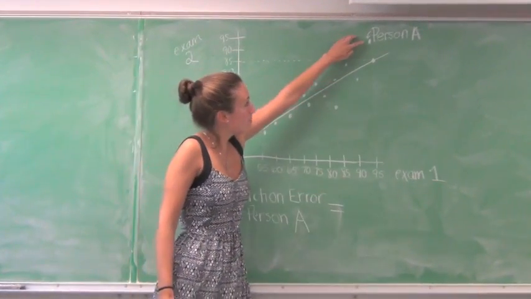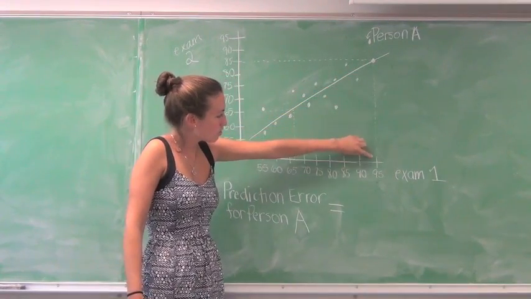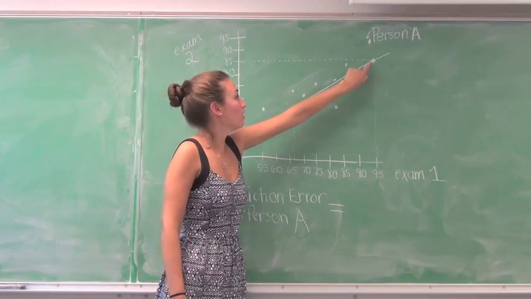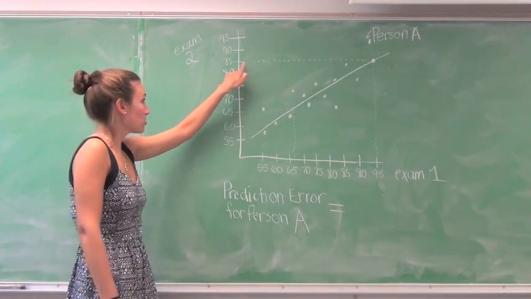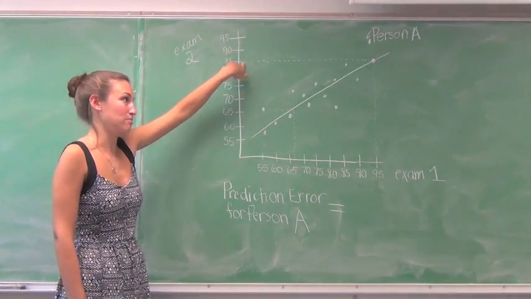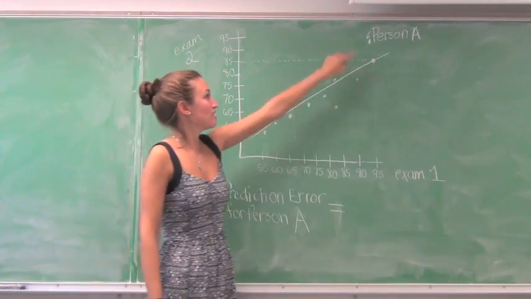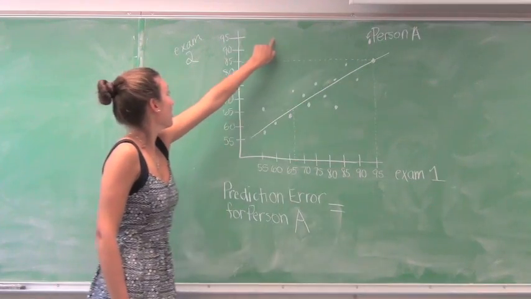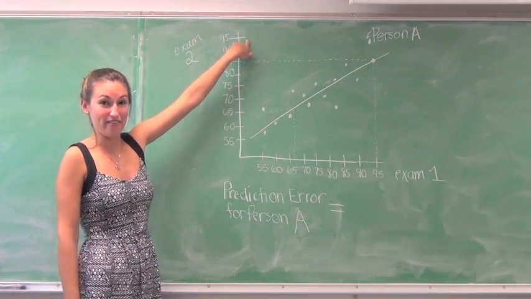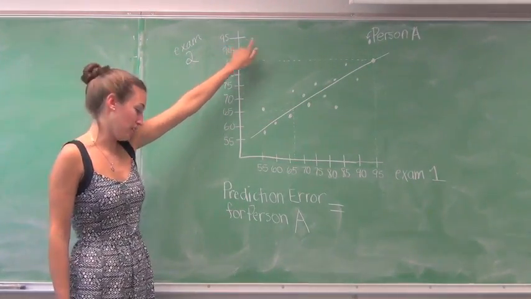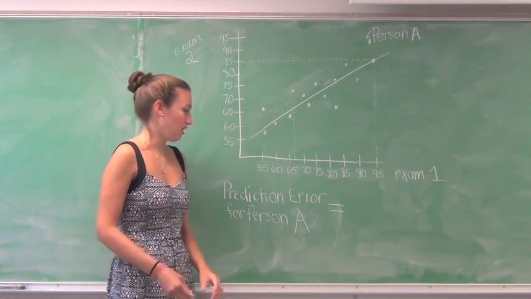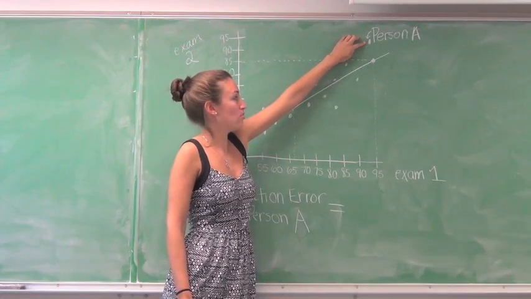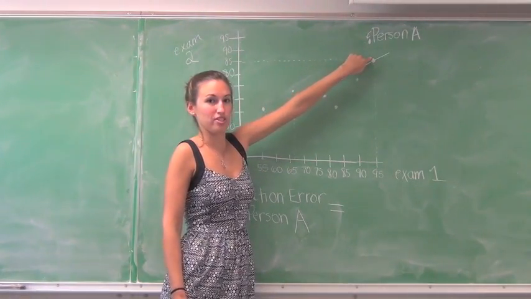So person A is way up here, and it looks like they scored a 95% on exam 1. Using our regression line, we predicted that this person would score an 85 on exam 2. However, we can see that person A actually did better than we predicted. Person A, it looks like, scored a 95 on exam 2. That's what they actually got. So for our prediction error, we're just going to look at the distance between this point, the actual point, and our predicted point on the regression line.